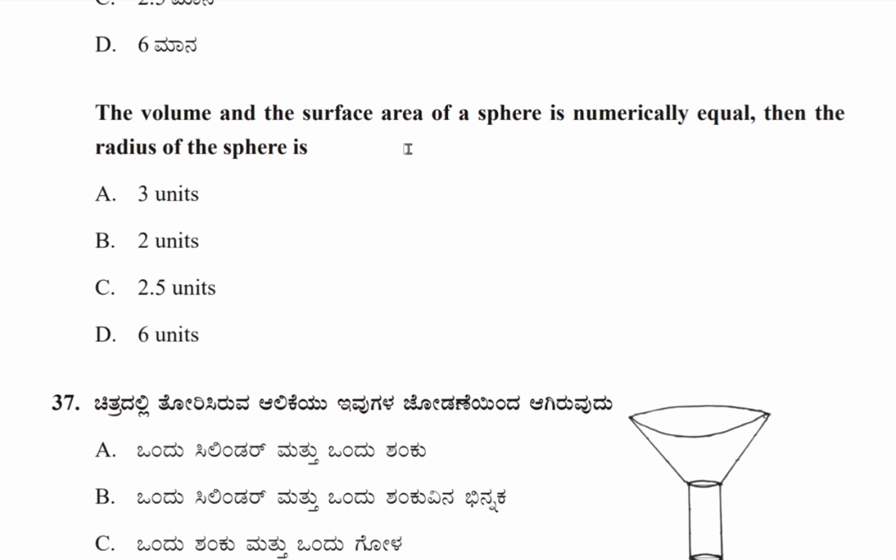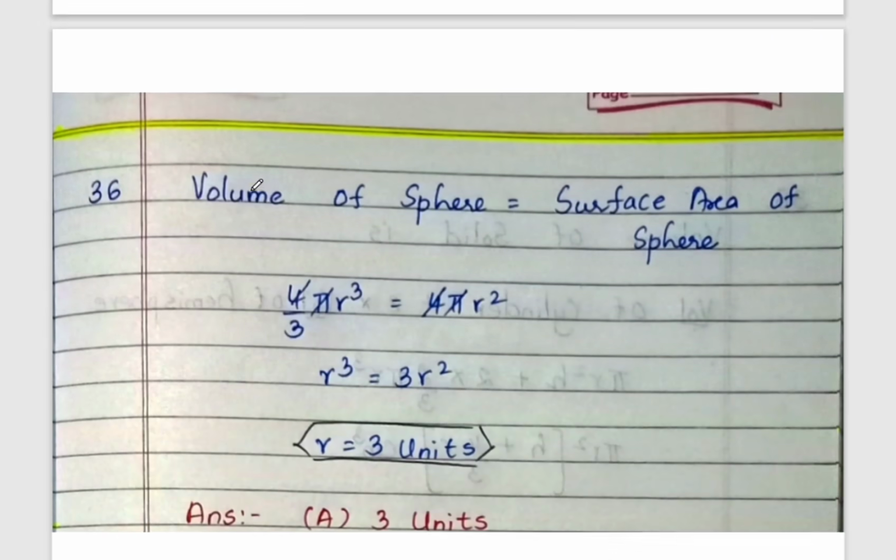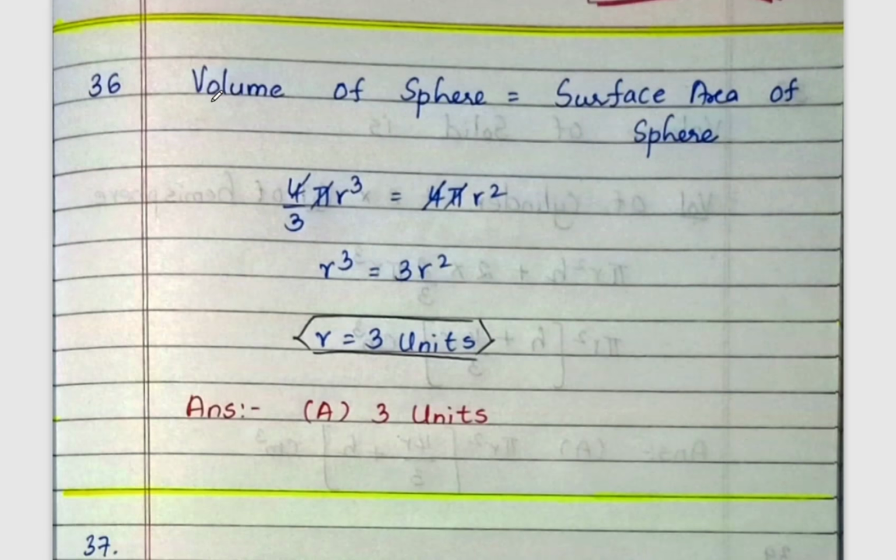The volume and surface area of sphere is numerically equal, then the radius of sphere is. Now volume of sphere is equal to surface area of sphere, numerically. Volume of sphere is 4 by 3 pi r cube. Surface area of sphere is 4 pi r square. Now 4 pi on LHS and 4 pi on RHS will cancel out. The remaining terms are r cube divided by 3 equals r square. Therefore, r cube equals 3 r square.